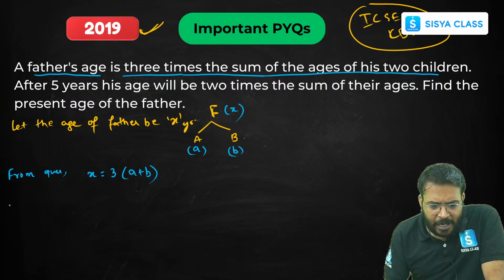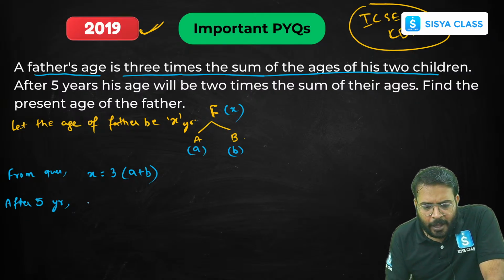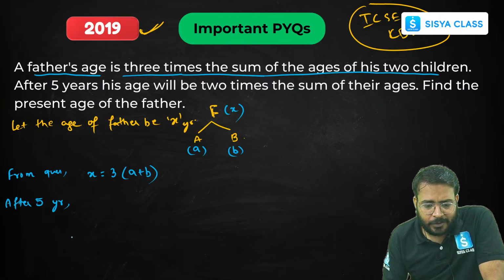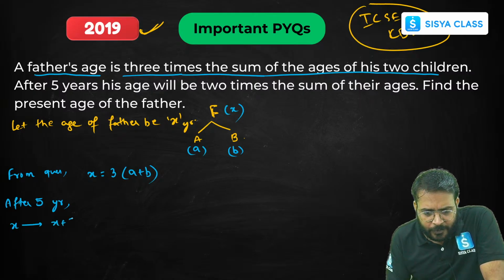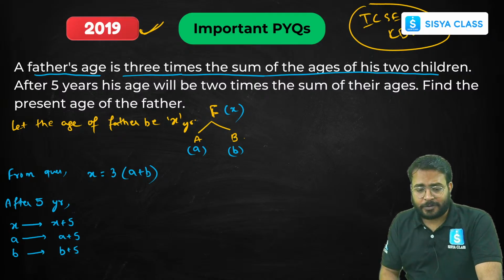After 5 years, what will happen? What is going to be the scenario after 5 years? After 5 years, the father's age X will become X plus 5, yes or no? Age will increase. The father's age from X will become X plus 5. His child whose age was A will become A plus 5, and the child B will become B plus 5, right? Their ages will become this.